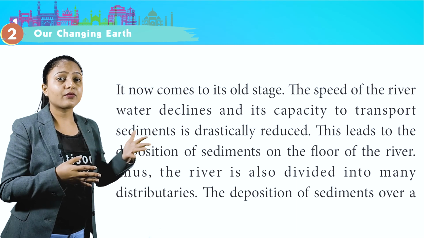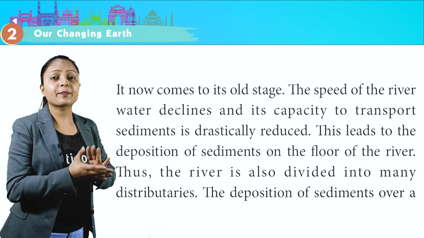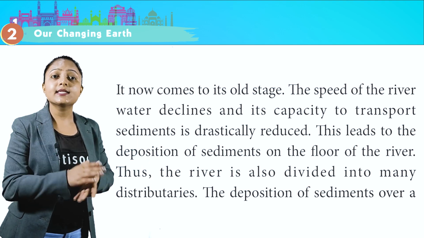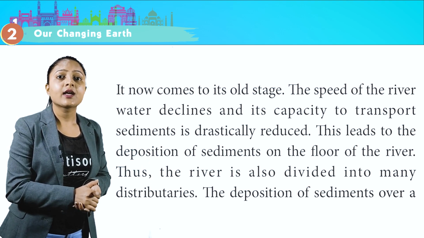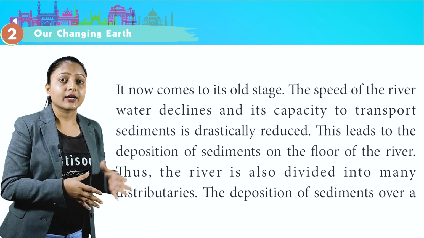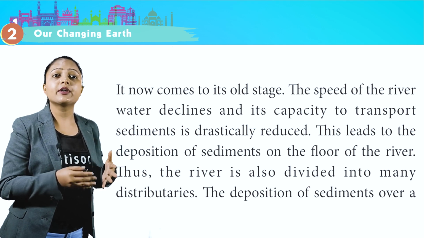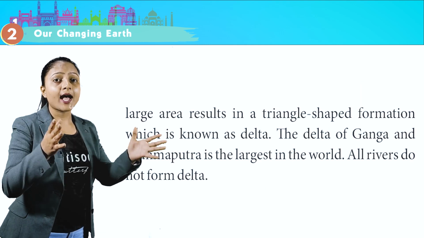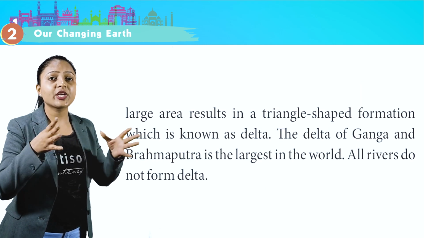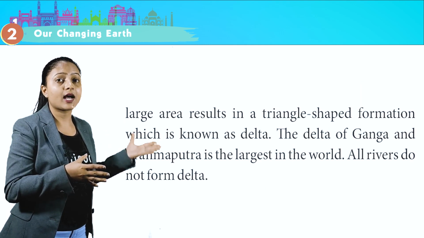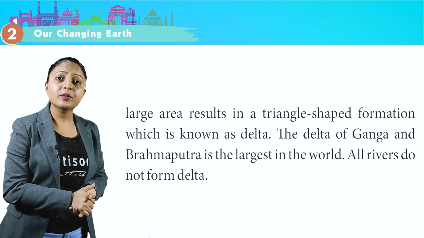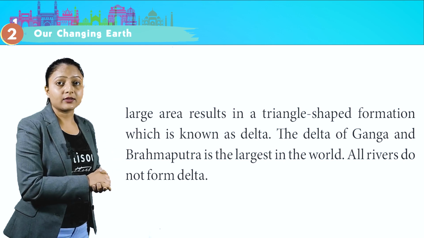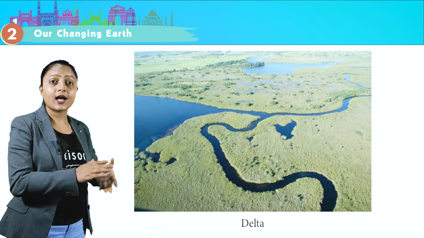The speed of the river water declines and its capacity to transport sediment is drastically reduced. This leads to the deposition of sediments on the floor of the river. Thus, the river is also divided into many distributaries. The deposition of sediments over a large area results in a triangle-shaped formation which is known as a delta. The delta of Ganga and Brahmaputra is the largest in the world. All rivers do not form deltas. This is the image of a delta.